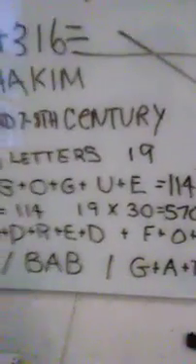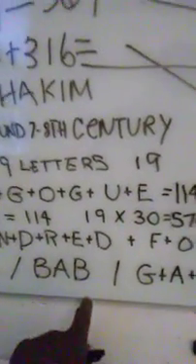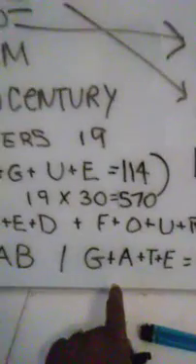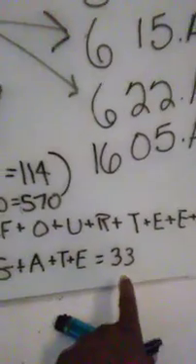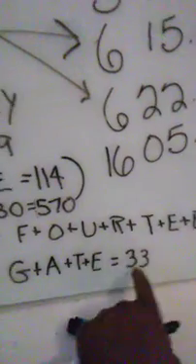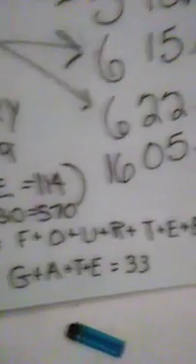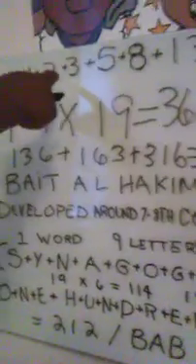And we also got the number 33, because the word Bab means gate, and gate in the English language, G is a 7, A is a 1, T is a 20, E is a 5, bringing us to a total of 33. That first 3 we got from these 3 letters, the second 3 is from these 3 numbers.